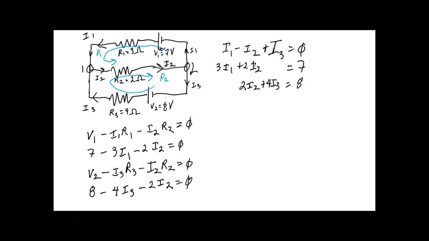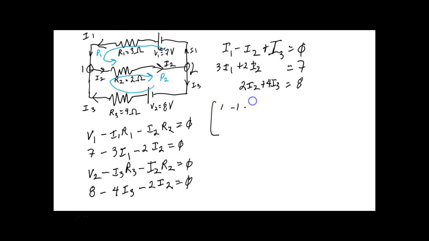Okay. We have 3 equations, 3 unknowns. Don't think we'll need the third loop. I think that would just replicate what we've already got. So what's your next step? Write it as a matrix. And what would that matrix be?